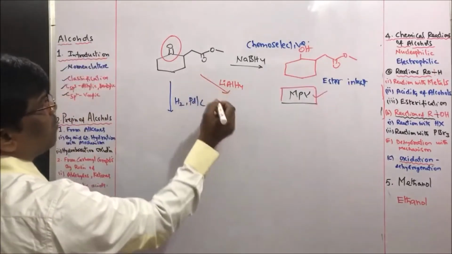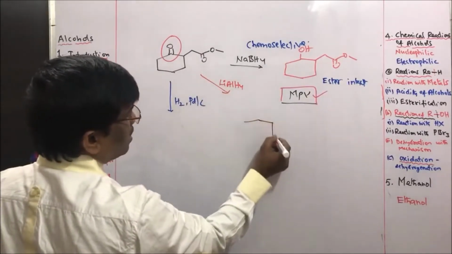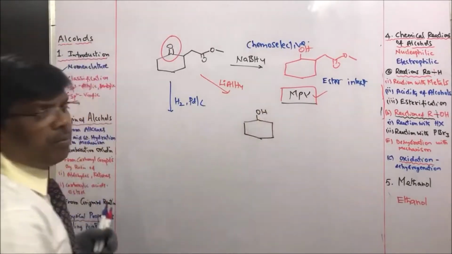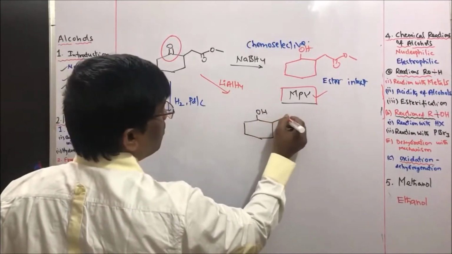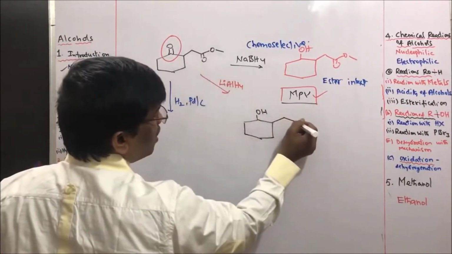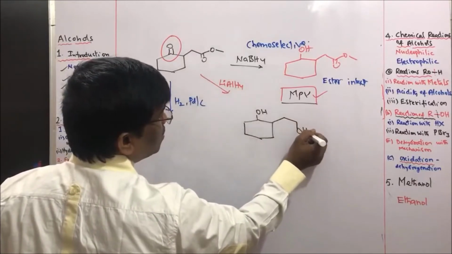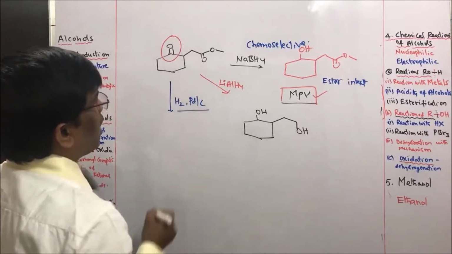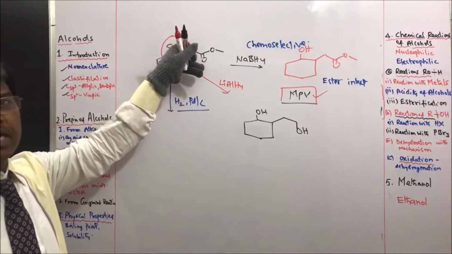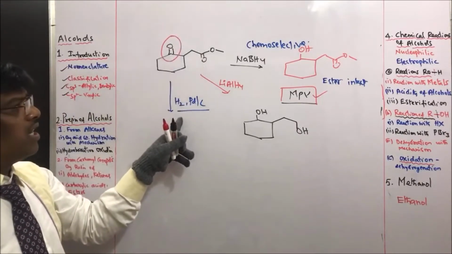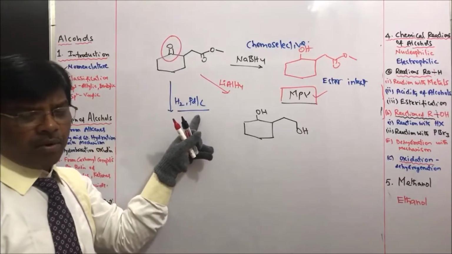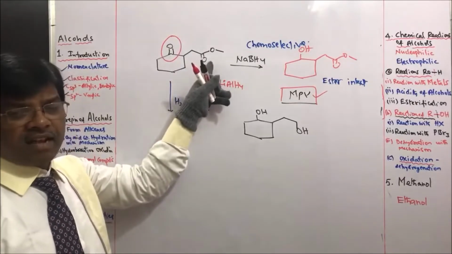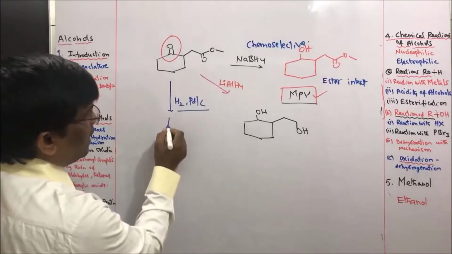When it comes to lithium aluminum hydride, what is the product? Yes, the carbonyl compound is going to be reduced. At the same time, the ester carbonyl is also going to be reduced to give this alcohol. With hydrogen and palladium on carbon, just as I said, carbonyl compounds can be reduced by hydrogenation in the presence of palladium on carbon. In a similar manner, esters also can be reduced. So the product here is also the same.